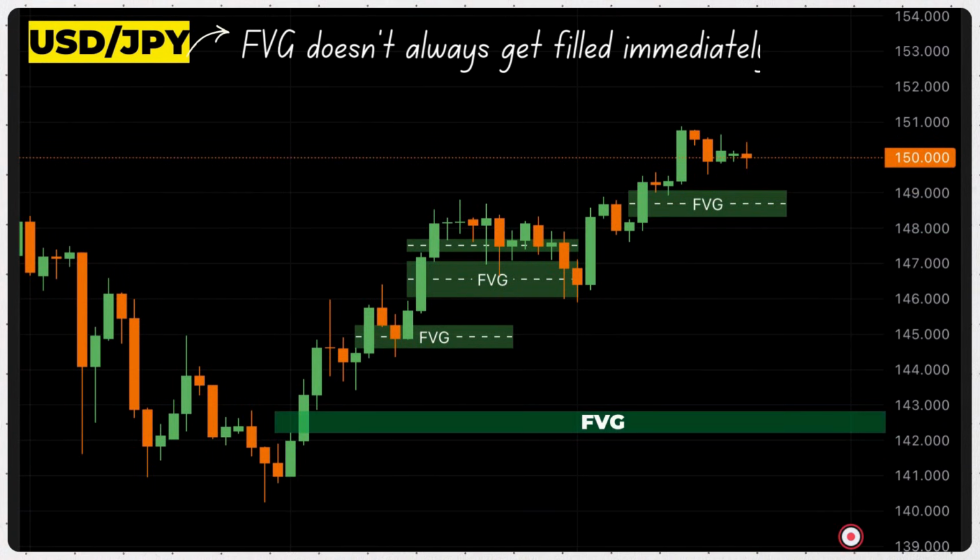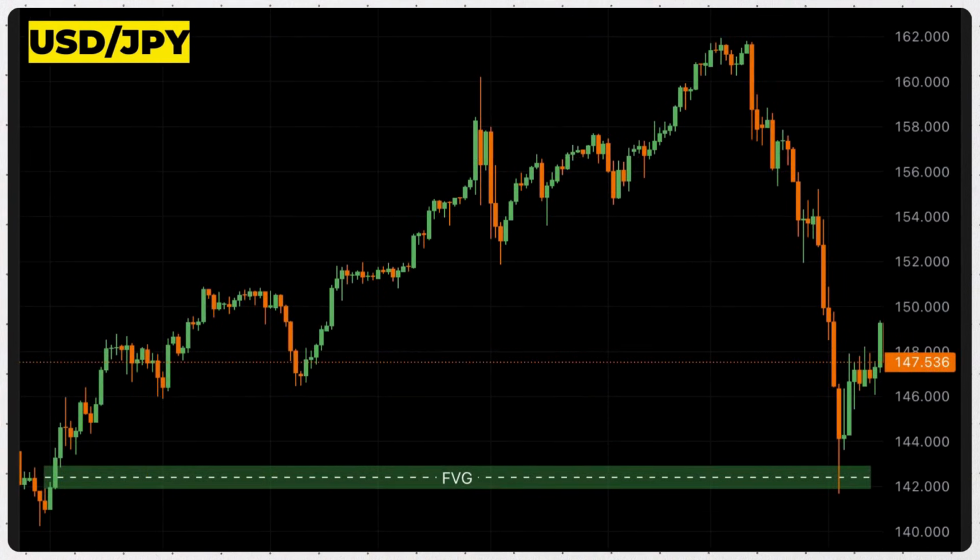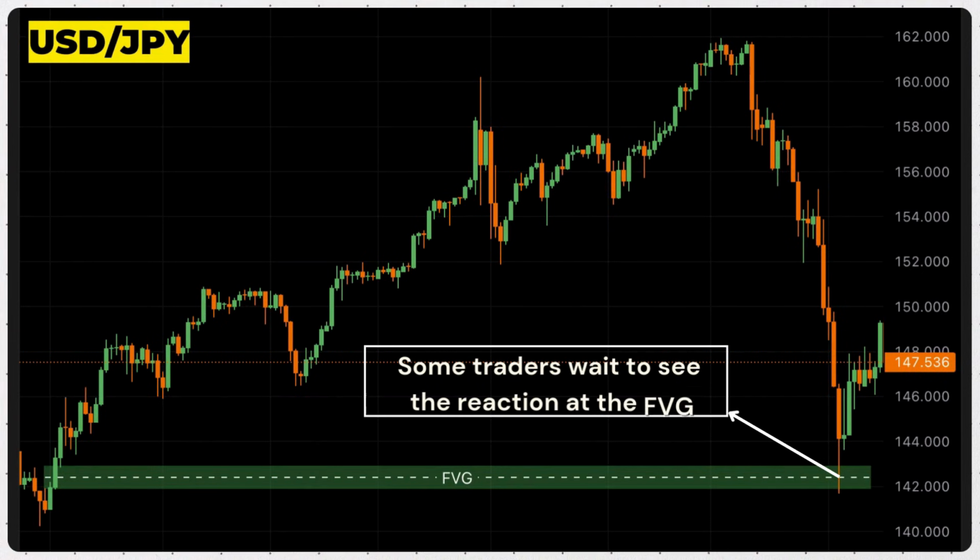It's important to note that a fair value gap doesn't always have to be revisited immediately. Price can continue moving higher first, break additional structure, and only later retrace back to fill the fair value gap below. When price eventually pulls back into the gap, traders wait instead of buying immediately. If price holds the gap and starts pushing up again, the fair value gap acts as a reaction zone. This is a fair value gap with context.